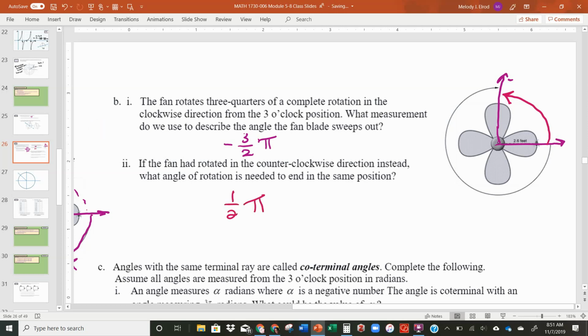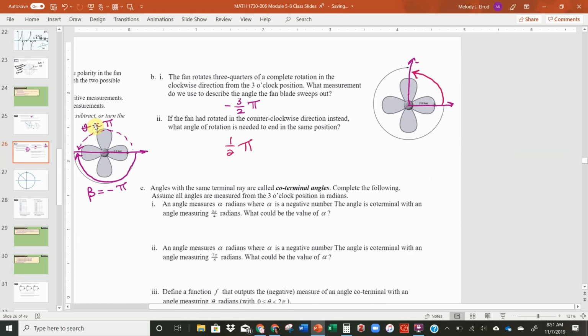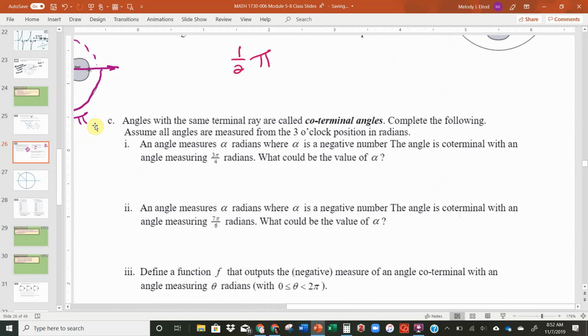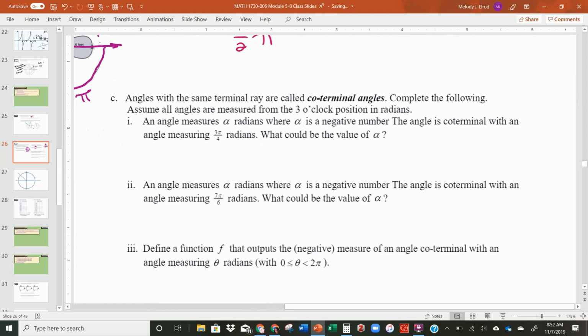So think for just a moment, if that's the case, what could we do to start thinking about a formulaic way of getting from the positive angle to the negative angle and vice versa? Part C says angles with the same terminal ray are called coterminal angles. So that's an important piece of information: coterminal angles end at the same place. They have the same terminal ray. It says assume that we're measuring from the 3 o'clock position, so that's just standard position.